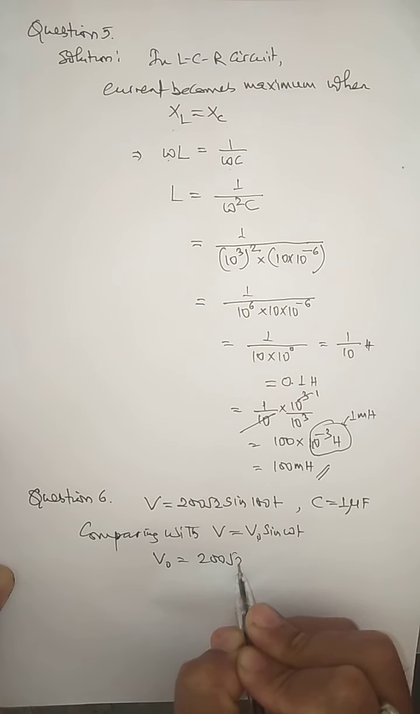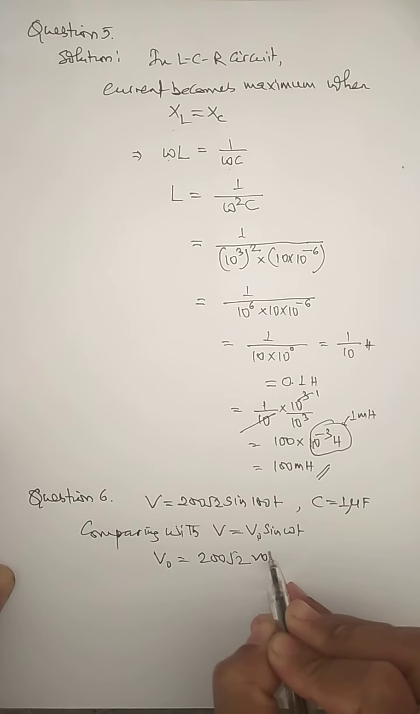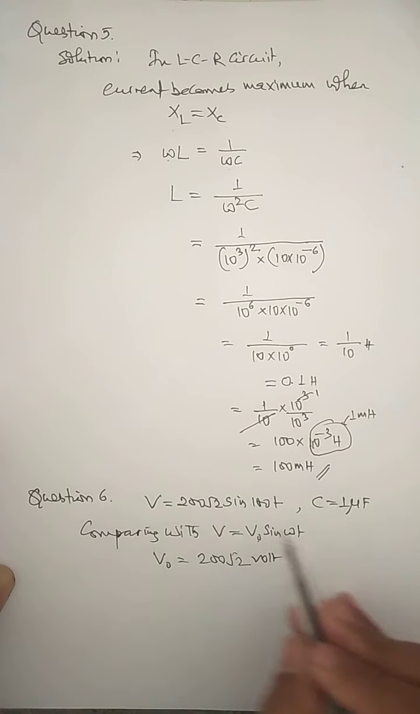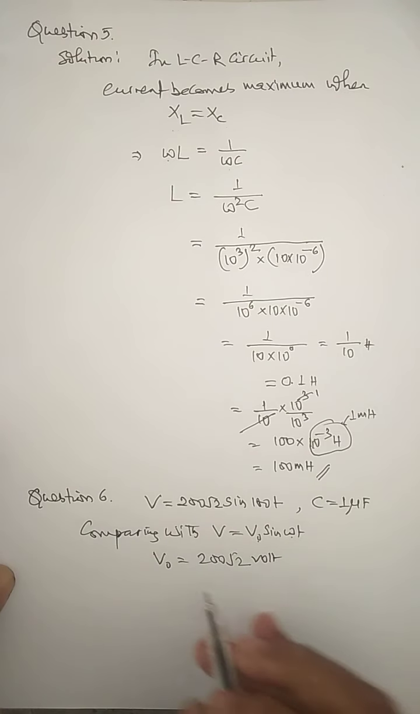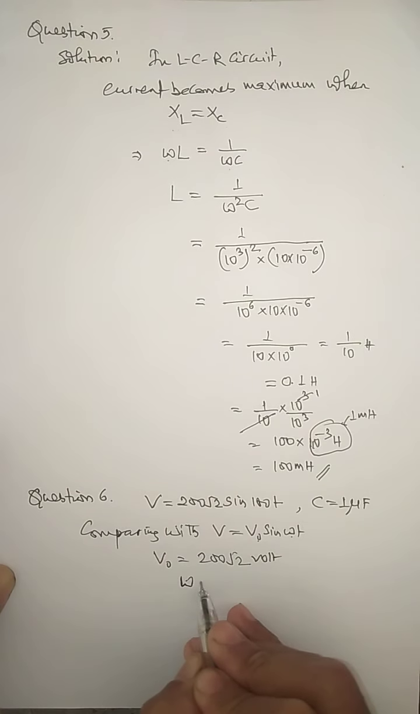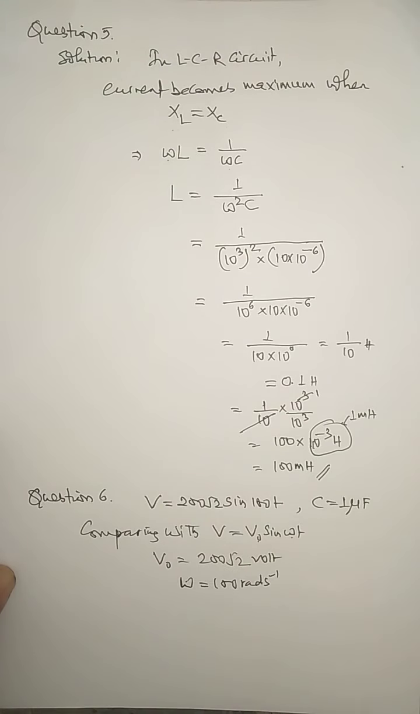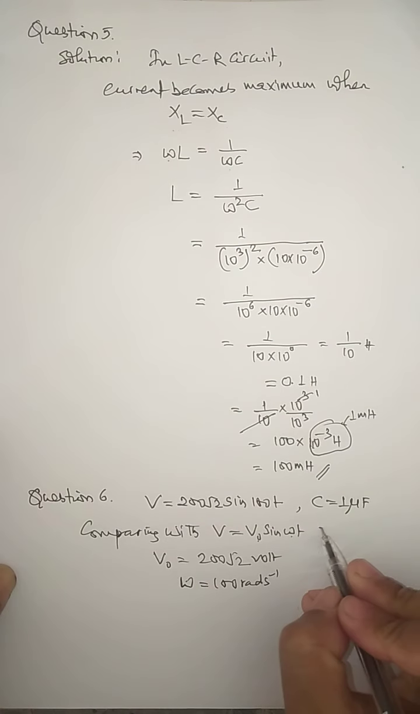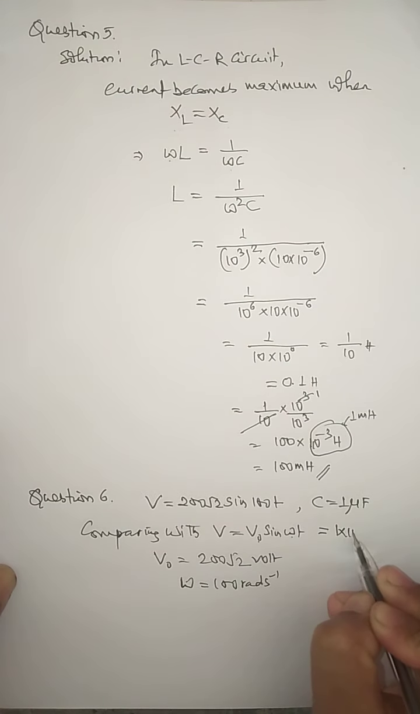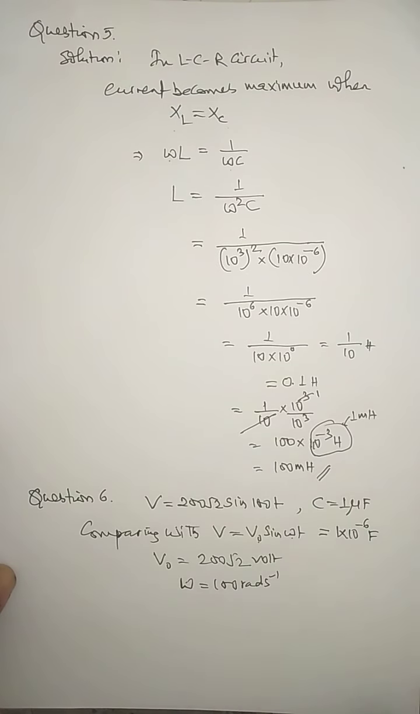This is the peak value of voltage, so this is 200 root 2 volt. Sin ωt means omega equals 100. So omega means angular frequency, which is 100 radian per second. Now the capacitance value is also given, that is 1 microfarad, but we can convert it into farad. So 1 into 10 to the power minus 6 farad, because micro means order 10 to the power minus 6.